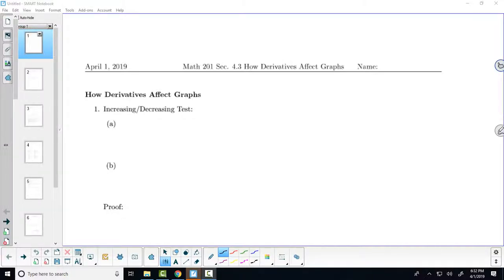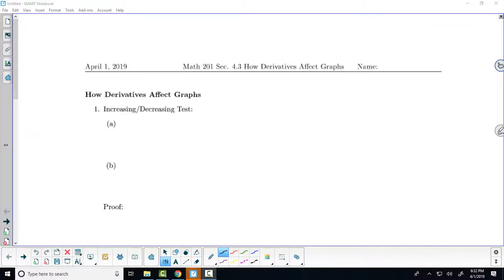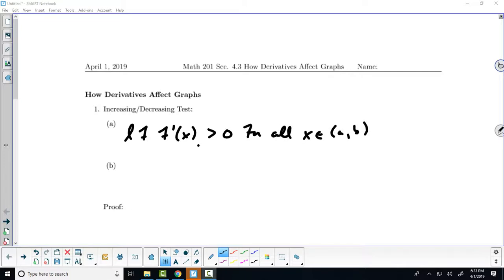All right, so the first thing I want to look at is our increasing decreasing tests. There's actually nothing new. We've been using this increasing decreasing test since I introduced the derivative, but we haven't formally spelled it out, so now we're going to do so. What it says is that if f prime of x is greater than 0 for all x in (a, b), then f is increasing on that interval. And I don't think there's a whole lot new there. Does that make sense?